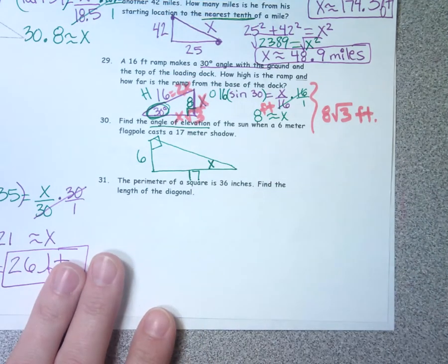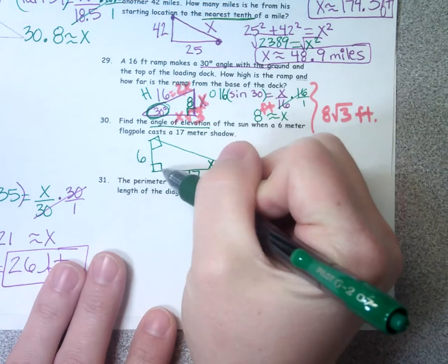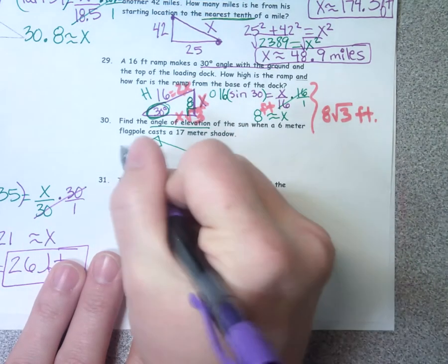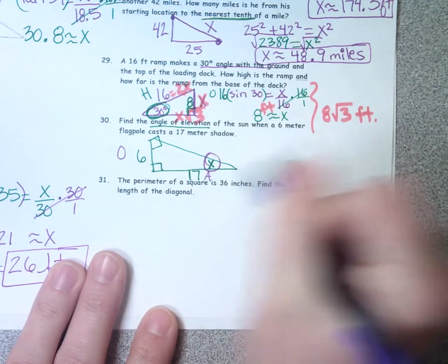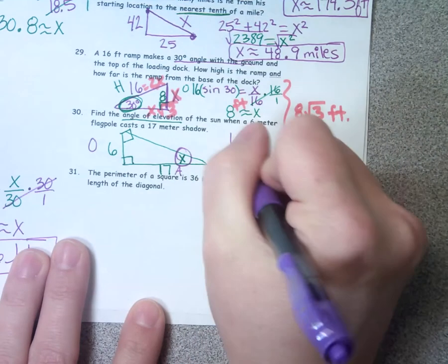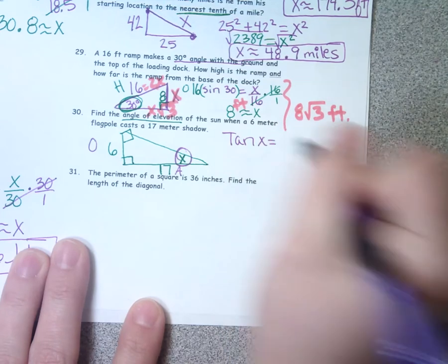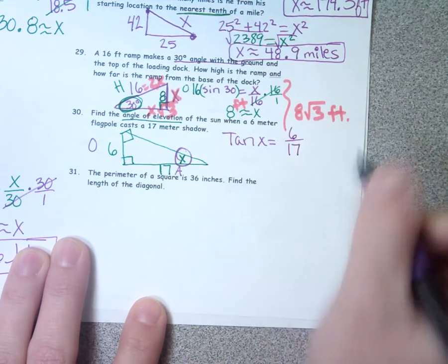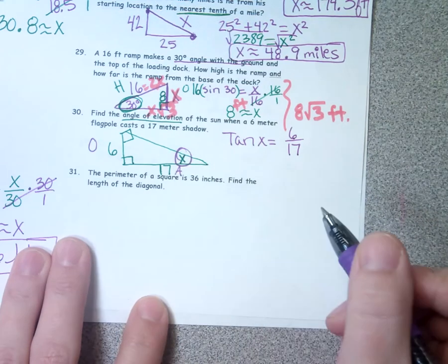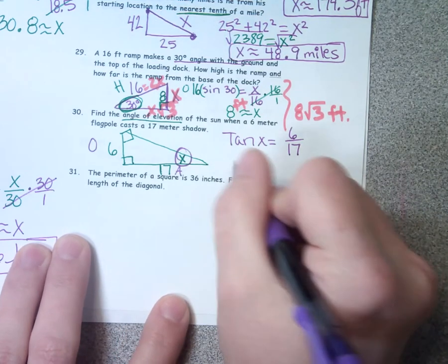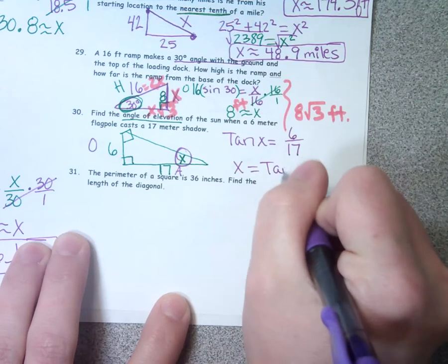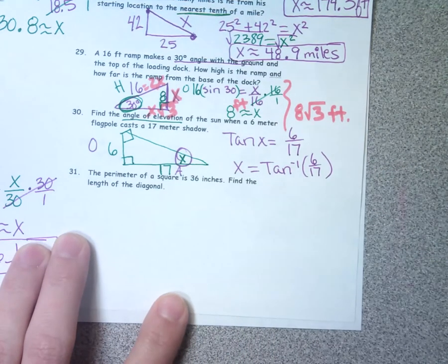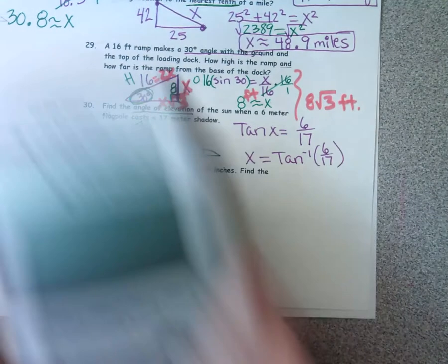Okay, do I have a hypotenuse in this picture? I don't. So let me come to the angle. The 6 would be opposite, the 17 would be adjacent, and I'm going to use tangent. So it's tangent of x. Tangent is opposite over adjacent, so 6 over 17. If I'm ever looking for an angle, this is when I do the inverse. So if I want to find x, I take the inverse of tangent of 6 over 17. So every time we're looking for an angle, we're going to do inverse.